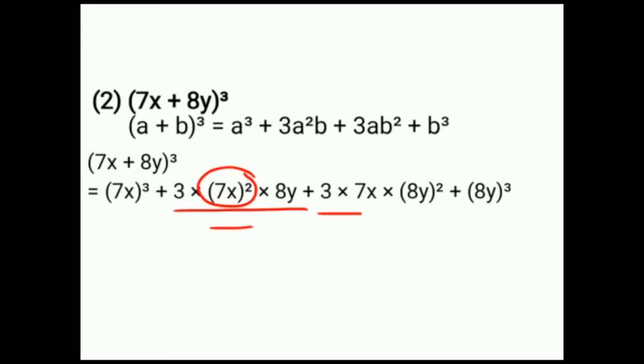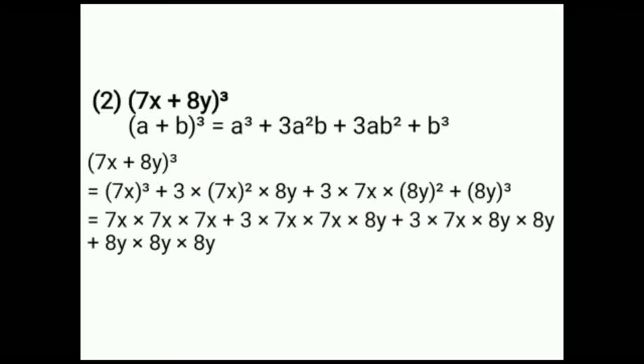Then 3ab square also you have to write in multiplication form again. Here (8y) square, index square is there, so 8y you have to write in multiplication form 2 times. And finally again you have to multiply the cube of the number 8. The cube of the variable remains the same. You have to write in multiplication form again. That is equal to 7x into 7x into 7x plus 3 into 7x into 7x into 8y plus 3 into 7x into 8y into 8y plus 8y into 8y into 8y.